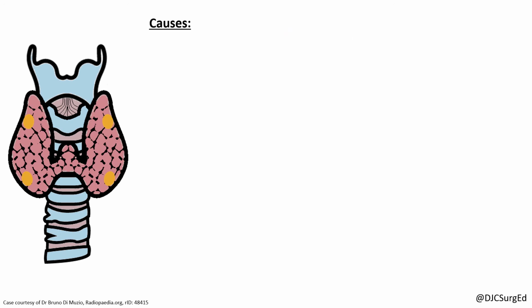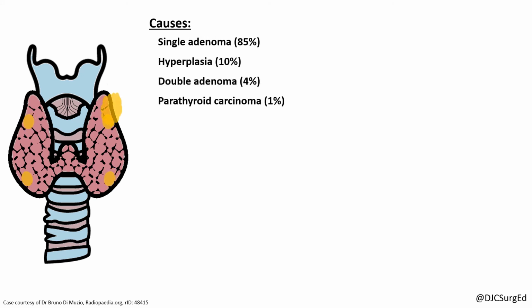Primary hyperparathyroidism occurs when one or more parathyroid glands function abnormally to secrete inappropriate levels of PTH. The most common cause is a single adenoma, followed by hyperplasia, double adenomas, and rarely parathyroid cancer.